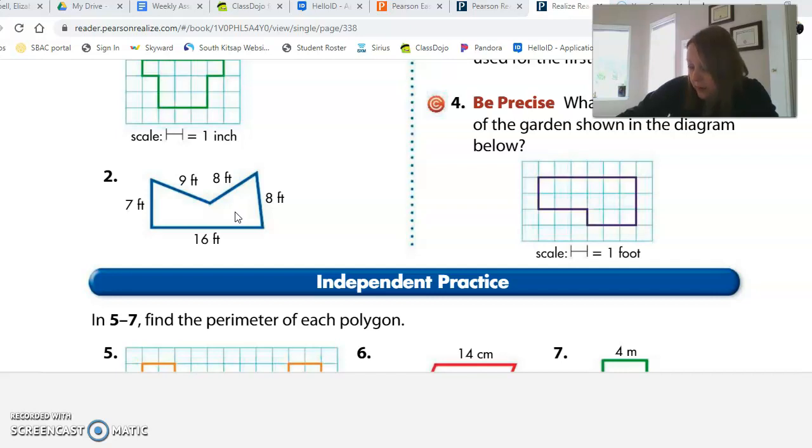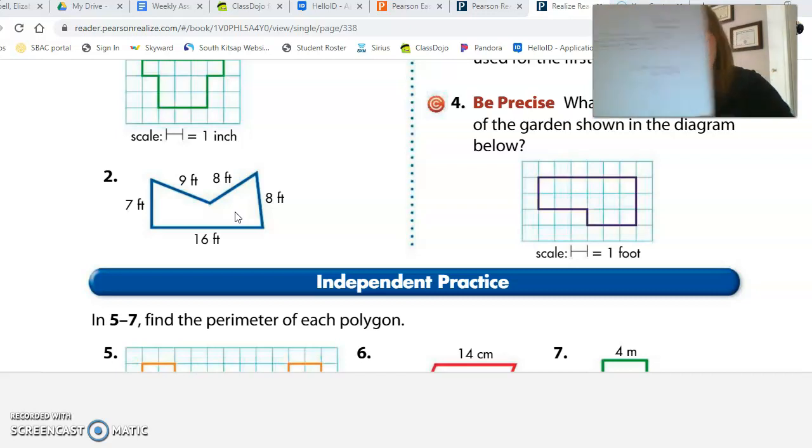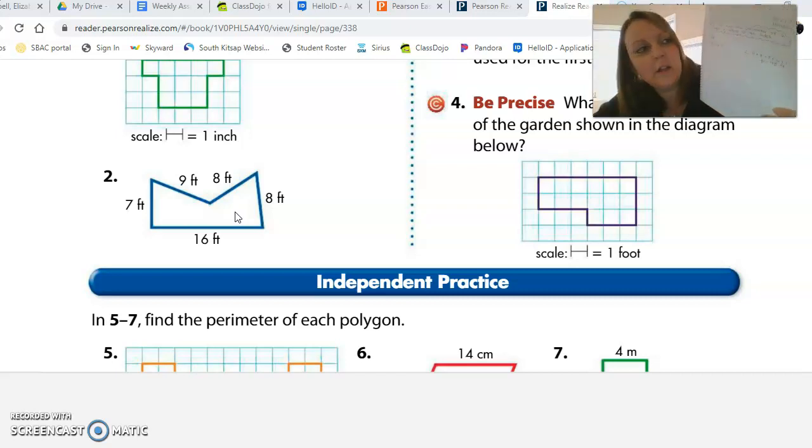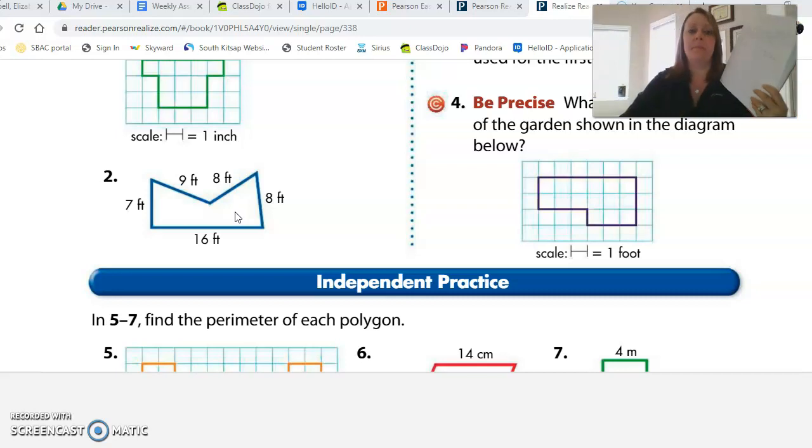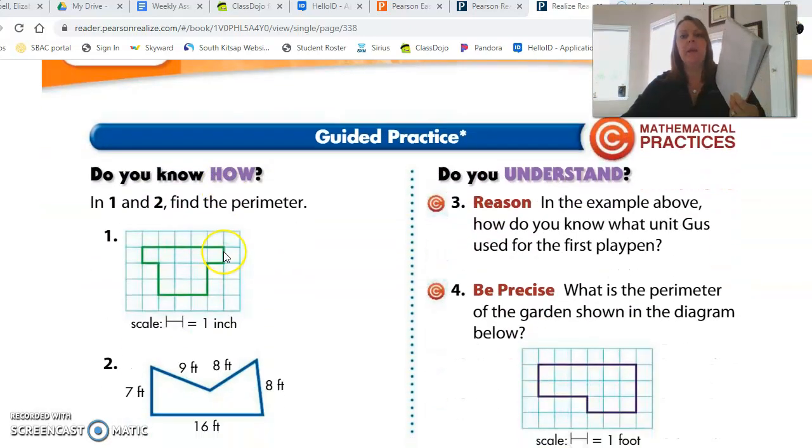I hope we all agree that the perimeter is, sorry, I can't figure out how to get this off of mirror, so I keep putting things on the wrong side. 48 feet. Don't forget to put your unit. That's very, very important. All right, number 3.